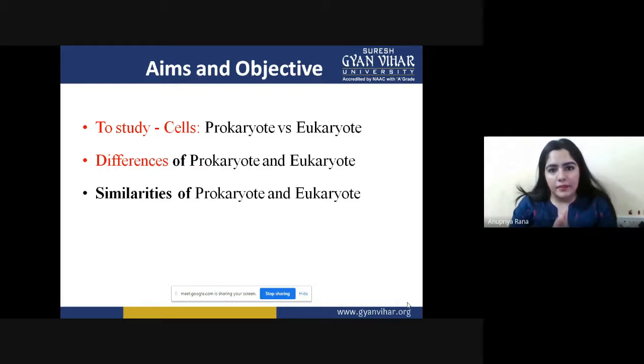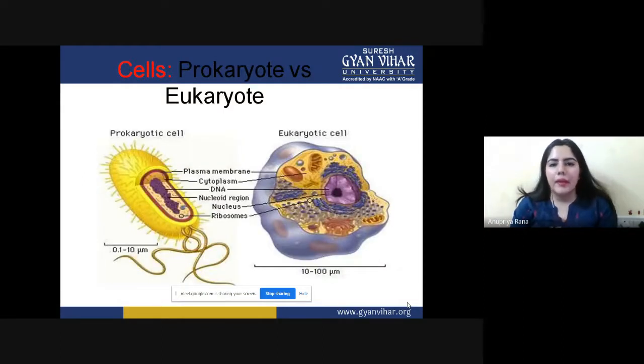We have to study the prokaryote cell and the eukaryote cell. We have to see what the key differences are between a prokaryote cell and a eukaryote cell. We also have to see what kind of similarities are found in both the cells, or you can say the common features present in the prokaryote cell and eukaryote cell. By following these objectives, we will get a total knowledge about prokaryotes and eukaryotes. Let's begin with the diagram.